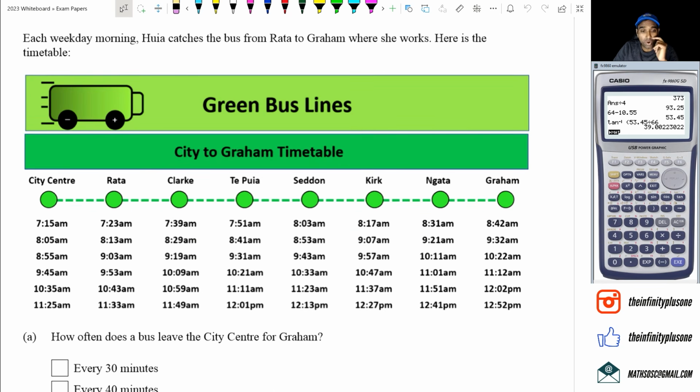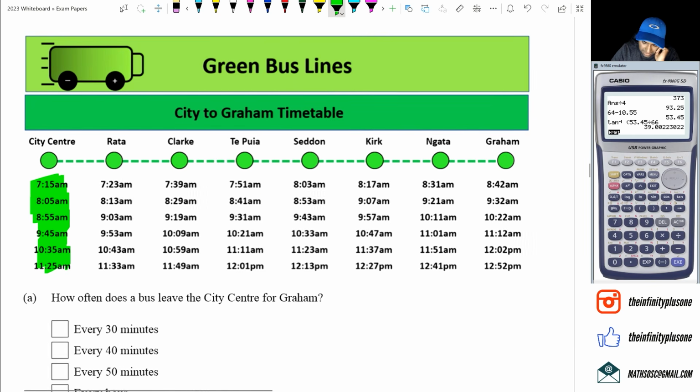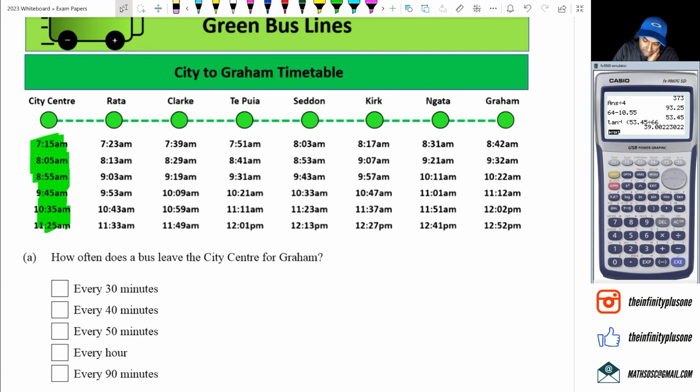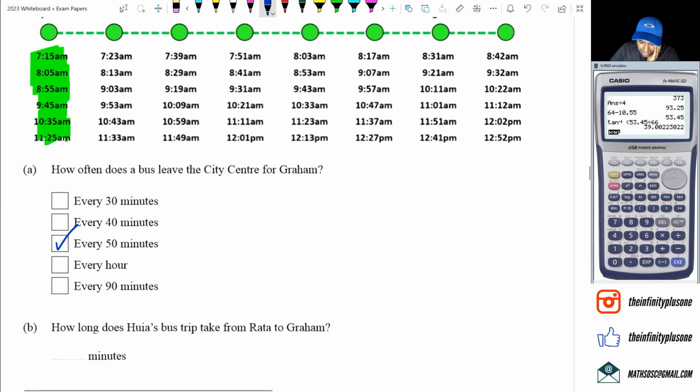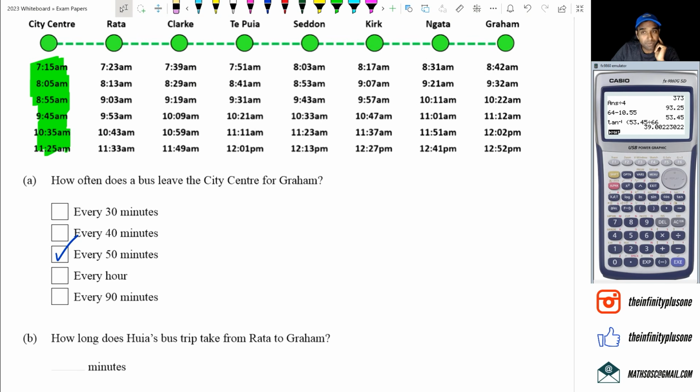First question is, how often does the bus leave the city center for Graham? All right, so we're looking at this column here to see how often these buses are leaving, and I can see that at 7:15, 8:05, there's about 50 minutes. Every 50 minutes the bus is leaving from the city center. So we're going to click on every 50 minutes. That looks good.